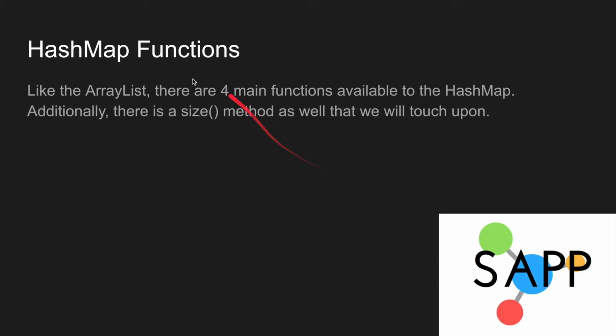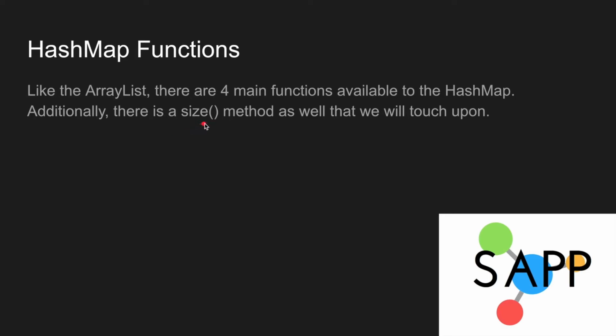Similar to the array list, the hash map features 4 main functions. It has a whole list of other methods, but we're not going to talk about all of them. We just want to focus on the 4 main ones that allow us to add stuff to the hash map, remove stuff from the hash map, and just regularly get stuff from the hash map so we can access that data and set stuff up. These are the 4 that the array list featured as well, but they're a little different. We'll talk about how in a bit. And then there's also the size method.